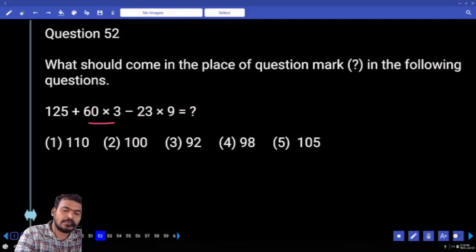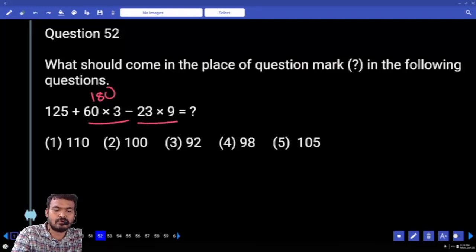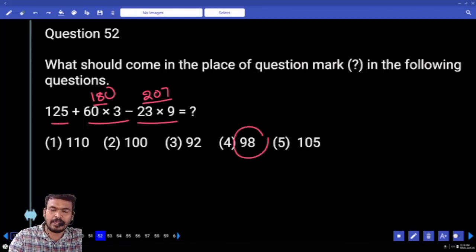What is the 63 the? 180. 23 9 times 207 or 207. 180 minus 207 minus 27 or 125 minus 27, 98.